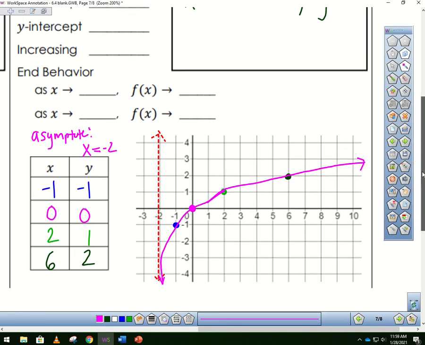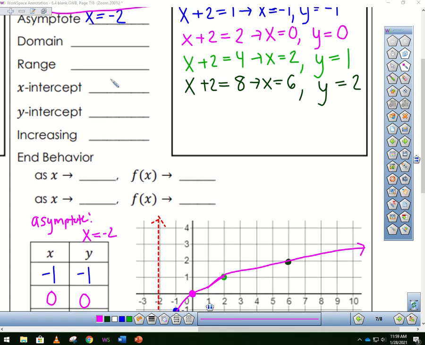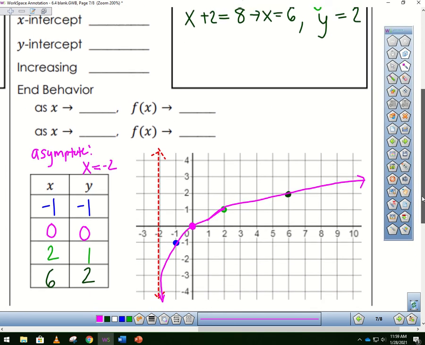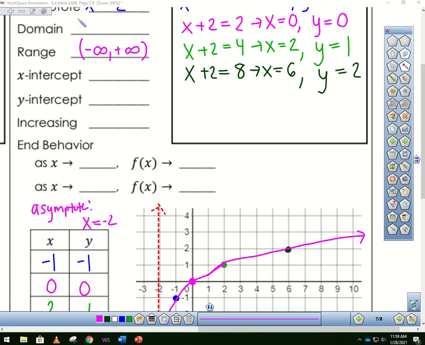So now we're going to go through and identify some key features of this. The range is always -infinity to positive infinity, so that's an easy one, and that's the case for every log function. Now our domain is going to be driven by the asymptote. It looks like it's going to the right of the asymptote, so it's going to be from -2 to positive infinity.